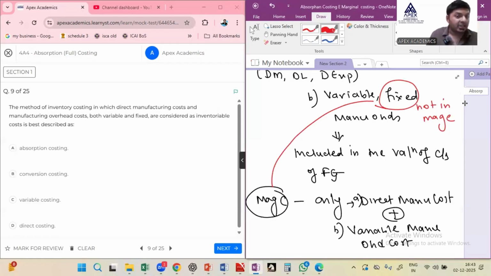So what are they asking us? Both variable and fixed are a part of the cost. What is that method? That method is absorption costing.